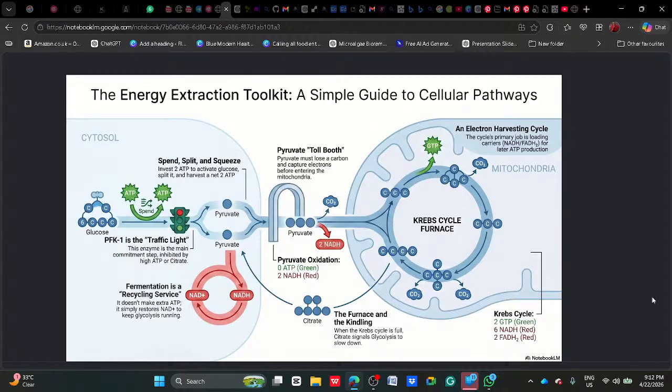And we also looked at fermentation. Don't forget that in glycolysis, at the end of the day, you have pyruvate, or pyruvic acid, which is the three-carbon compound that is being generated.